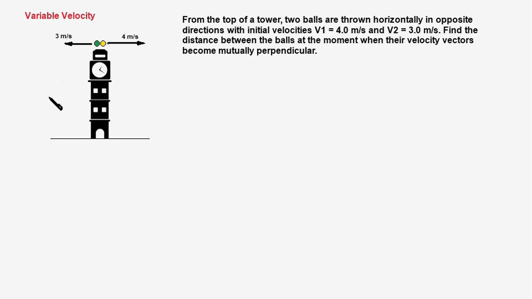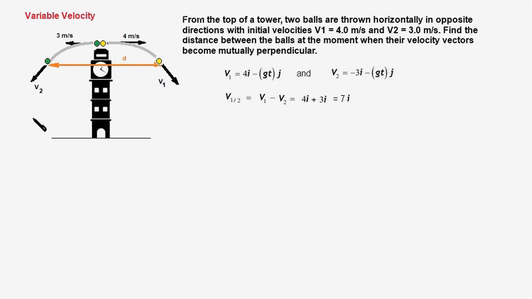Okay, so now we have the case of variable velocity. The problem states that two balls are thrown from the top of a tower, one in the east direction with a horizontal velocity of 4 meters per second, and the other ball is thrown towards west with a horizontal velocity of 3 meters per second, and we have to find the distance between them when their velocities become perpendicular to each other. So as you know, the trajectory of the ball would be parabolic.